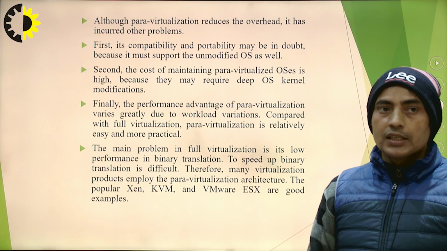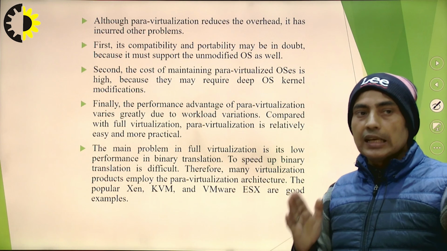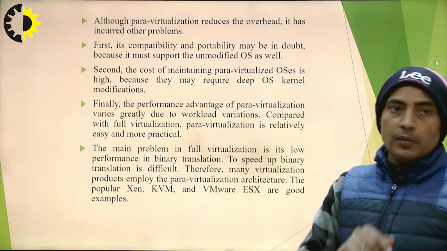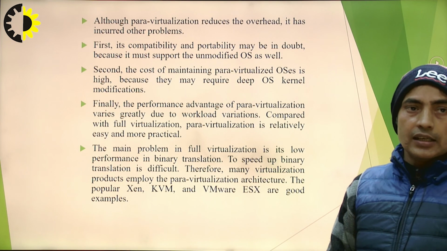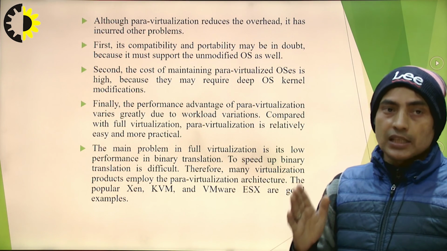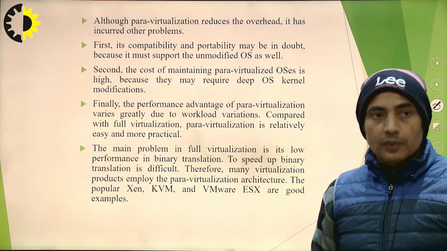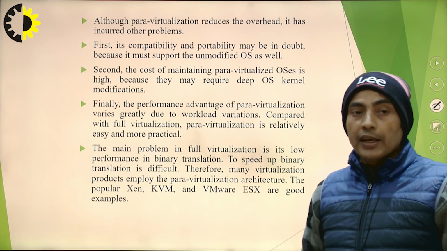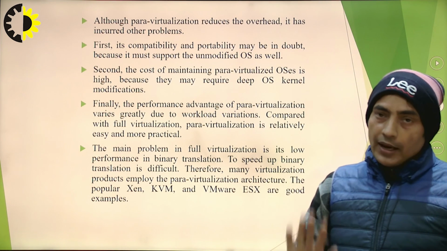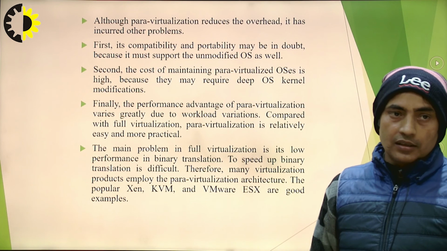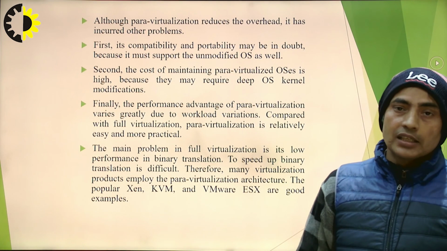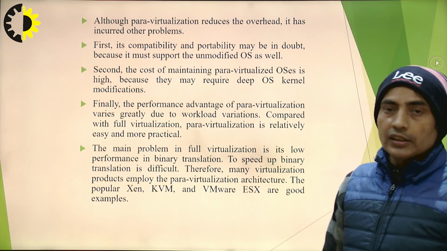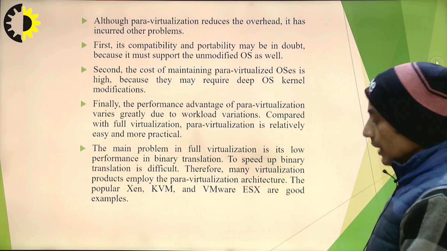Compared with full virtualization, para-virtualization is relatively easy and more practical. The main problem in full virtualization is its low performance in binary translation. To speed up binary translation is difficult. Therefore, many virtualization products employ para-virtualization architecture. The popular examples are Xen, KVM, and VMware ESX. All these are good examples of para-virtualized computation.